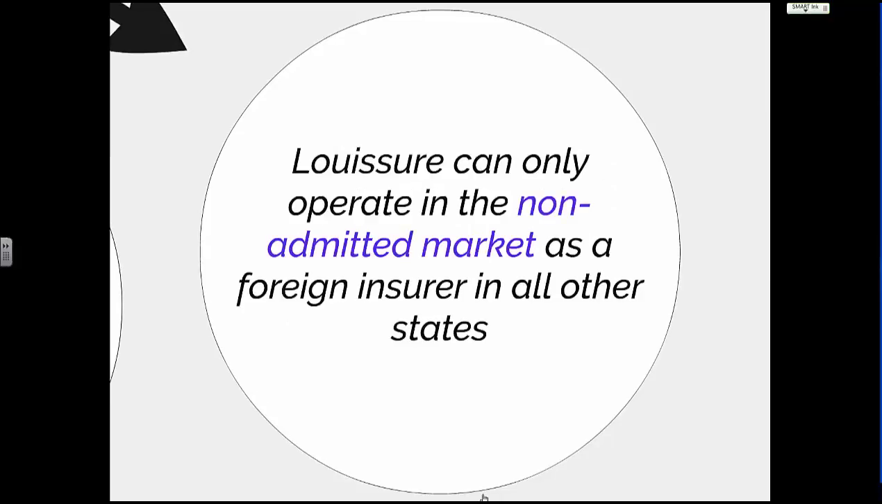LewisSure can only operate in the non-admitted market as a foreign insurer in all other states. So just because LewisSure is not admitted to any other state doesn't mean that it can't sell insurance in other states. But if it does so, it has to do so in the non-admitted market. The only way to sell insurance in the non-admitted market, in most cases, is if an insured has already been rejected from the admitted market.